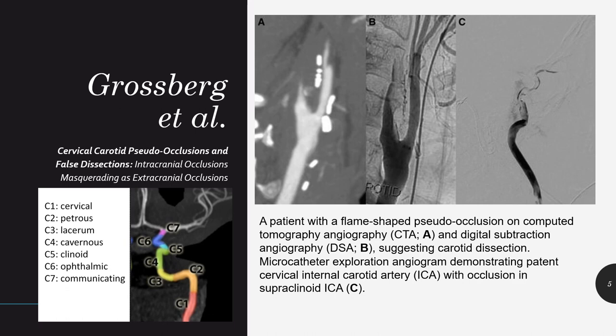So this is showing it actually in CTA and DSA. We have the flame-like appearance here. We're looking at the DSA, and we can see the continuation of the ICA. When the wire is fed through, it actually doesn't hit resistance in this area and instead continues on until in the clinoid area it finally hits that resistance.